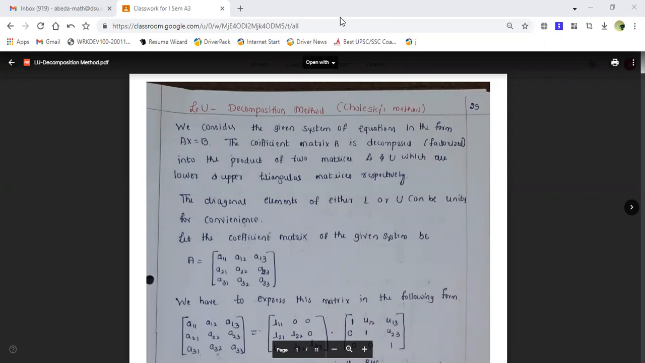Today again we will start with the next lecture, which is on the LU-Decomposition method. It's also called Cholesky's method. First we will understand how this method works, the working procedure of this method.